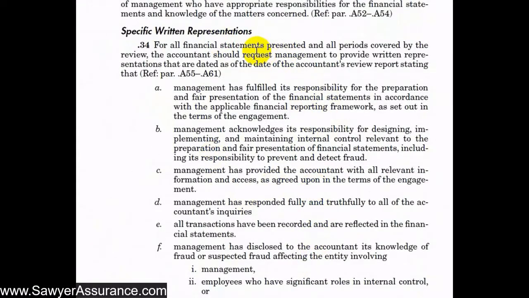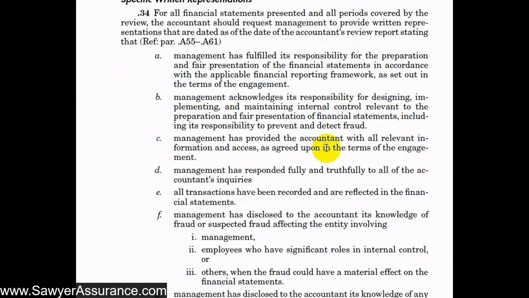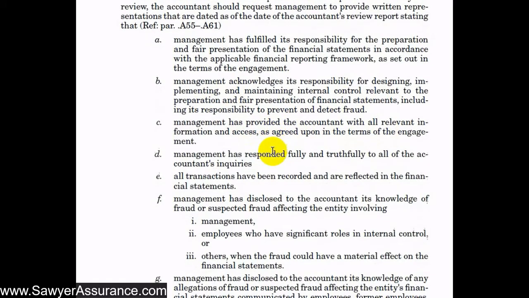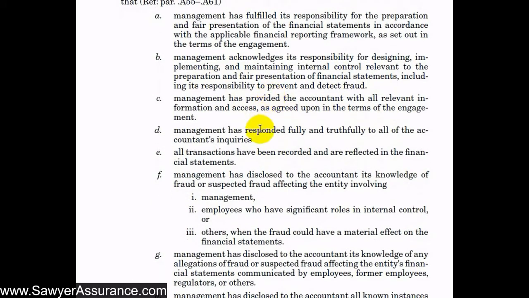So basically, this written representation letter is a letter that is addressed to us, the reviewer, and on the client's letterhead. And the client signs this letter saying each of these statements here in that letter. So they say that management has fulfilled its responsibilities for the preparation and fair presentation of the financial statements. It acknowledges its responsibility for designing, implementing, and maintaining internal controls. They provided us with all relevant information for us to perform our engagement. They've responded fully and truthfully to all of our inquiries, and all transactions that have occurred within the period of the review have been recorded and are reflected in the financial statements.